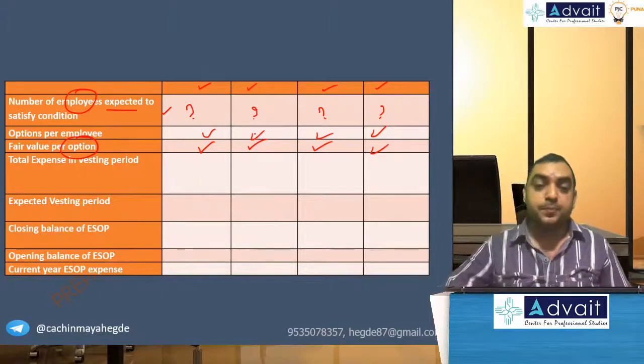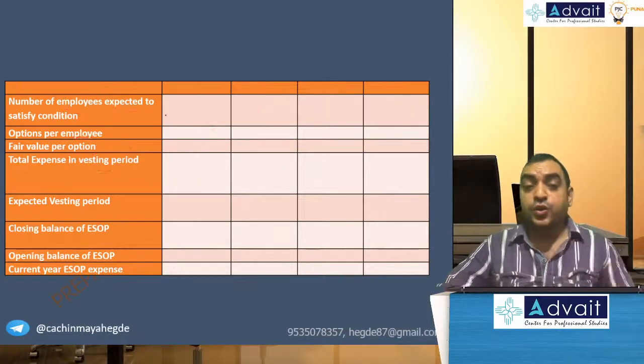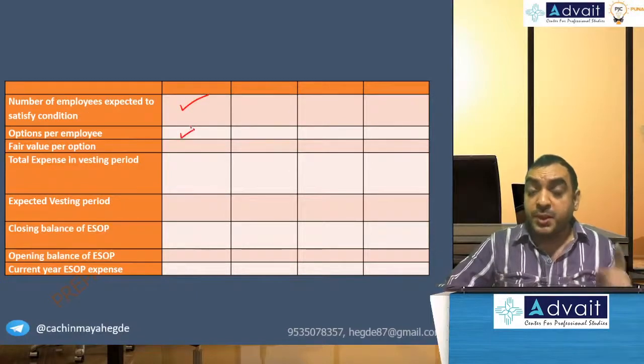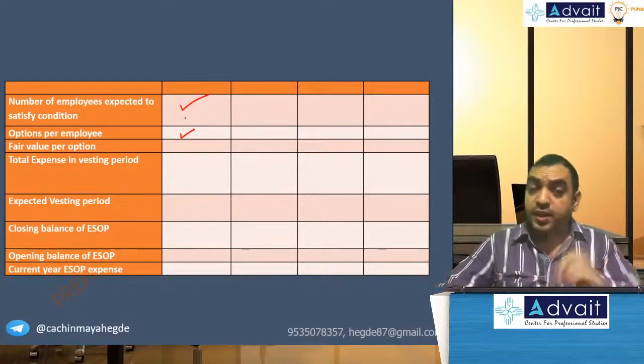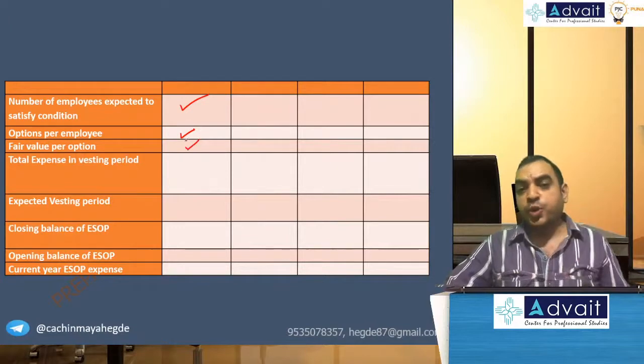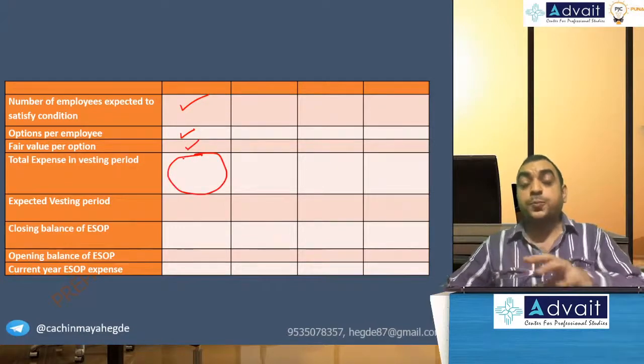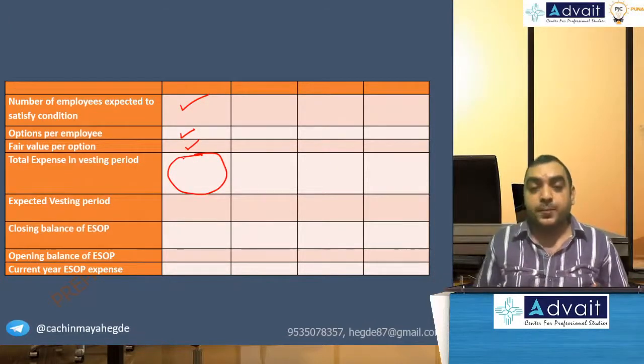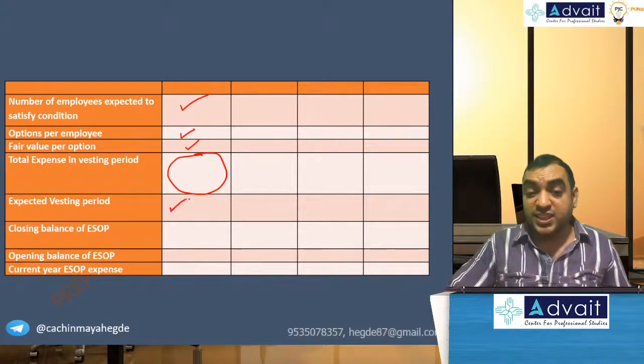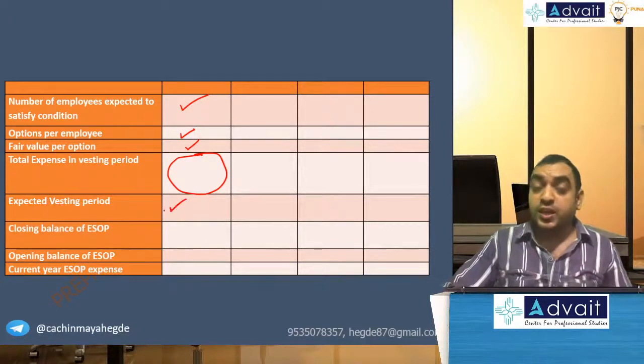But the format is the same. Total expense in the vesting period. How do you get it? Number of employees multiplied by options per employee and multiplied by fair value per option. This is the total expense in the total vesting period. Then we compute the expected vesting period, which can also be fluctuating.